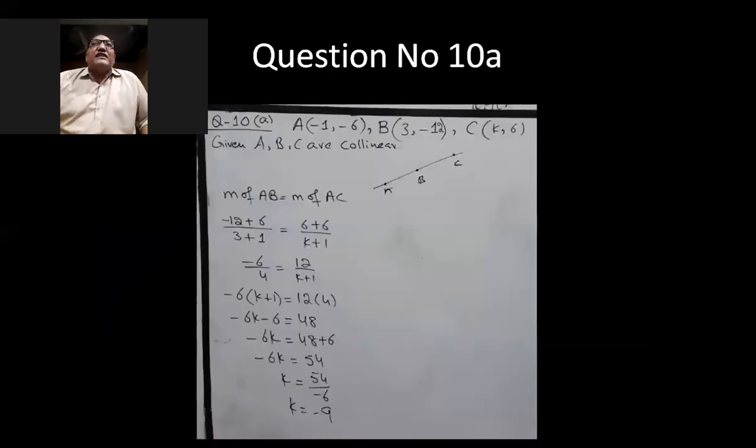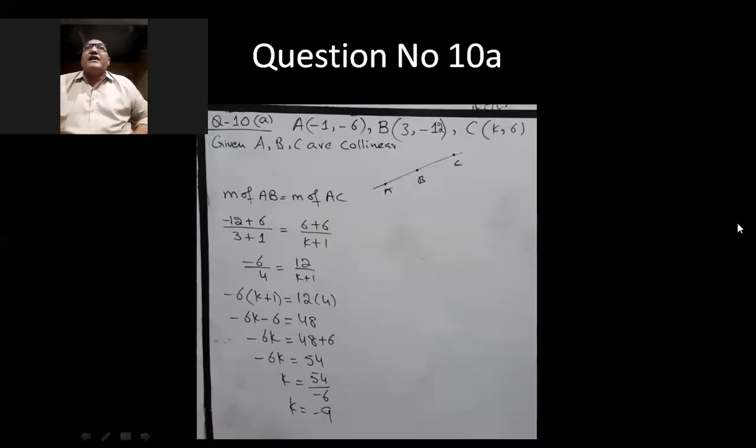Okay, so let's move to the next question. The next question coming up on your screen is question number 10, and I'm reading the question from the book. The coordinates of 3 points are: A point is -1, -6, B point is 3, -12, and the C point is K, 6. Find the value of K if A, B, and C are collinear.